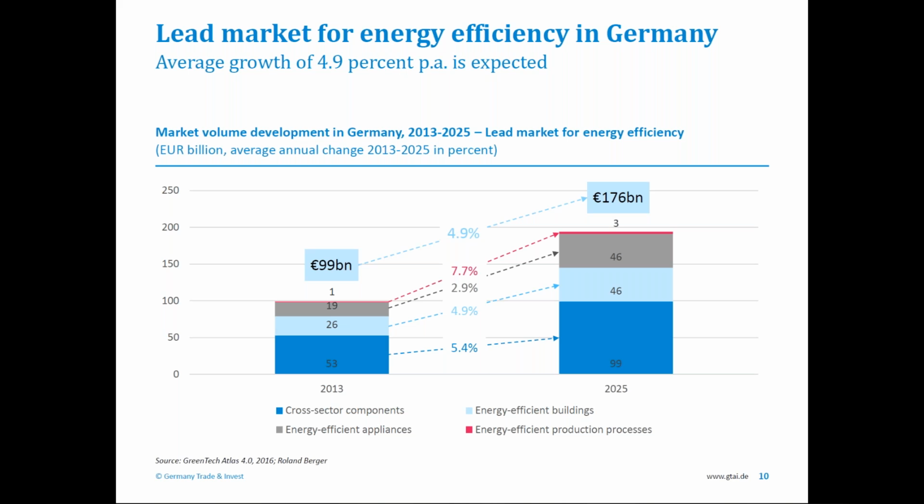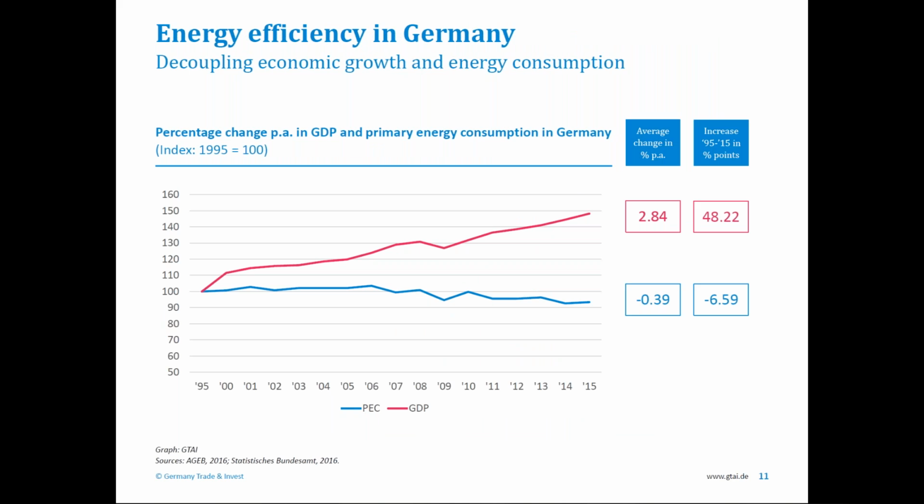Meanwhile, energy-efficient appliances accounted for 19 billion in 2013, and in pink at the top, you can see that energy efficiency in production processes is expected to grow the fastest at 7.7% per annum, from 1 billion in 2013 to 3 billion in 2025. So all in all, the outlook for the energy efficiency sector in Germany is extremely positive for the coming years. As in many other countries, Germany has certainly dispelled the myth that economic productivity is necessarily linked to an increase in energy consumption.